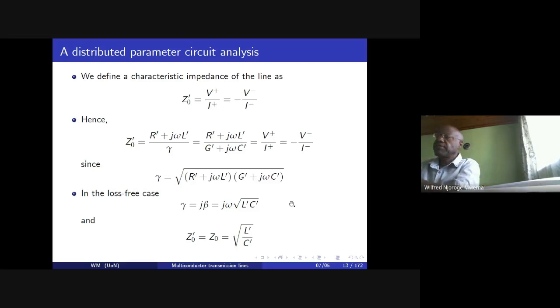So in the loss-free case, we saw that alpha is going to be equal to 0. And therefore, we can see that gamma is just going to be j beta, and this must be given by j omega root L prime C prime. And Z naught prime is just going to be given by Z naught, which we have defined as the square root of the inductance per unit length divided by the capacitance per unit length.